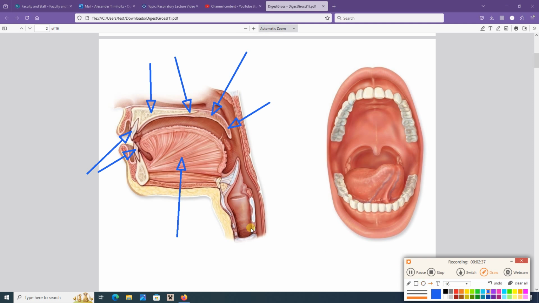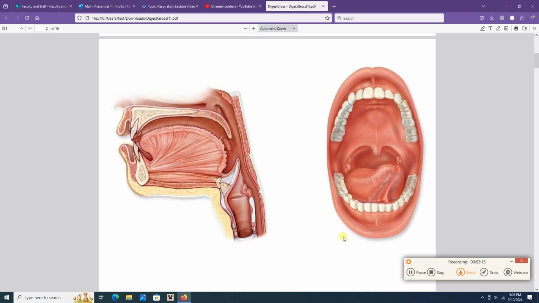And right here, we've got our oropharynx. And then just below it, we're going to have our laryngopharynx. And then, of course, we've got our esophagus back here. And on this side, we've got teeth, and we've got the tongue. Teeth and tongue are good for mechanical digestion and for swallowing. And we can see the various parts of the palate here, including the uvula as well. So a lot of good stuff going on here.